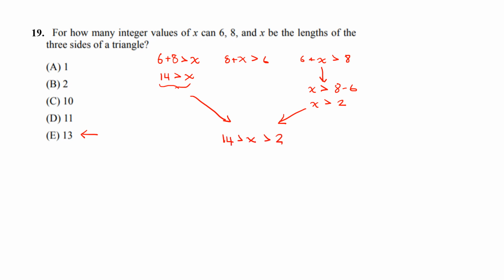That tells us we can cover values 3 all the way to 13. And how many values is that? That's 3, 4, 5, 6, 7, 8, 9, 10, 11, 12, 13. That's 11 values. Therefore, our answer is D.